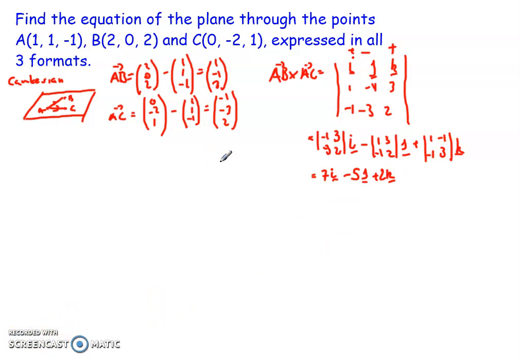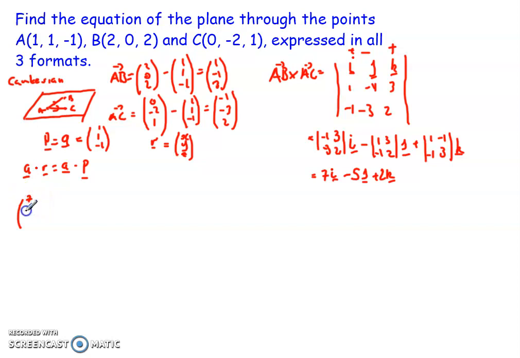Now remember, Cartesian format of the equation is a dot r equals a dot p. Now a, remember, is the position vector of a normal. p is the position vector of a point on the plane. So in this case, my p is going to be the position vector of A, which is given by 1, 1, negative 1. And the r we take to be our generic point. So the r in this case is given as x, y, and z. So let's plug all of that together.